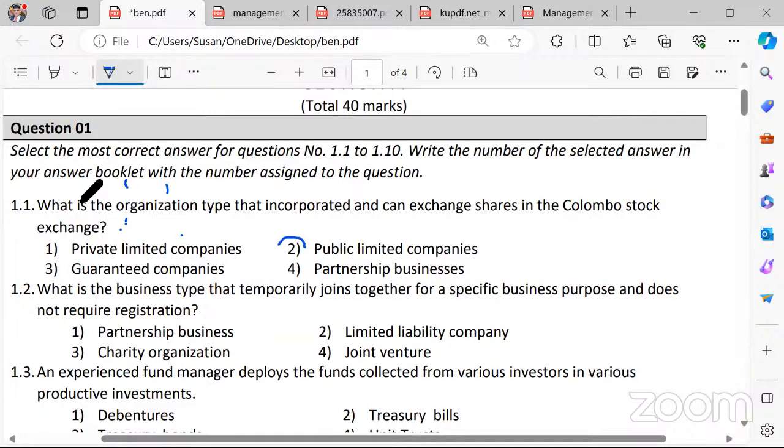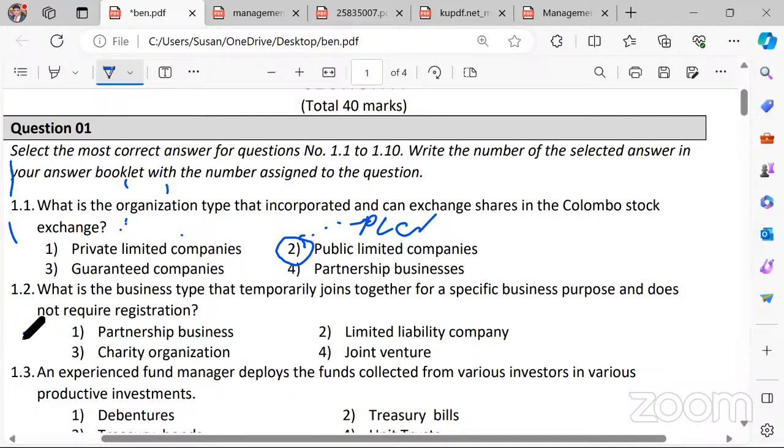The correct answer is public limited companies. At the end of the company name, there is a term called PLC. These are public limited companies. Guaranteed companies mean the shareholders are liable for an agreed amount. The Colombo Stock Exchange itself is a guaranteed company.